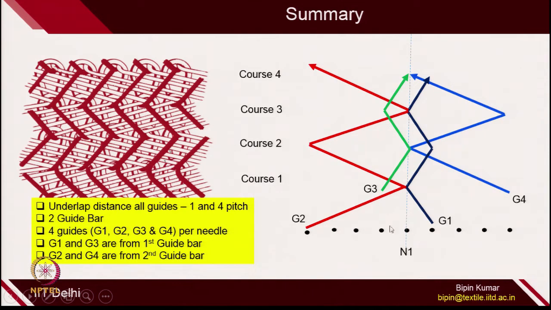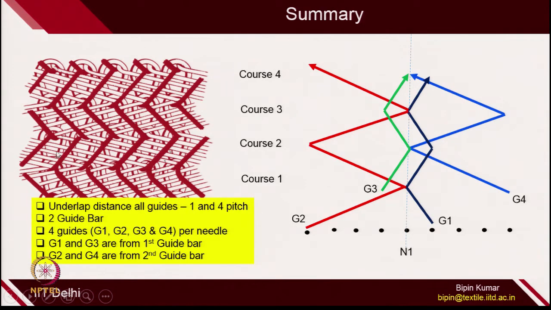And G1 and G3, if you see G1 and G3, the green one and the blue, purple blue color, they are the same movement, so they can be attached with the same guide bar. And if you see the red one and the dark blue, they have different movement, so that can be attached with a different guide bar. So this is what we have learned in the previous lecture.